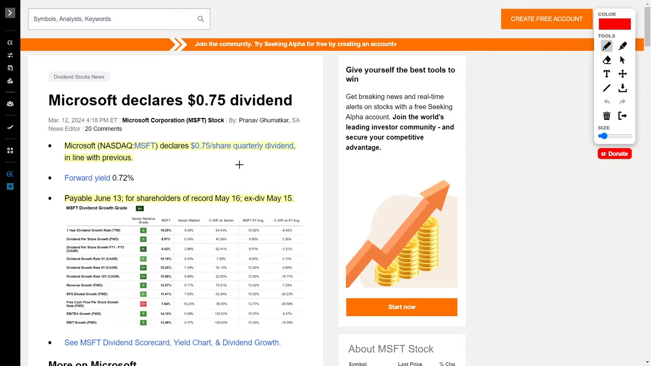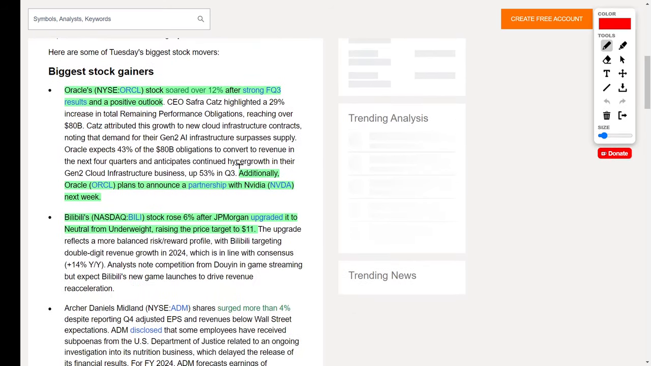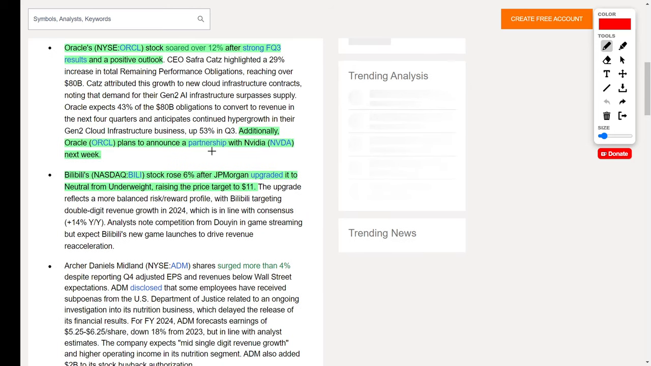loads of MSFT stock. Now let's round out the video talking about the latest stories that you need to be aware of. We already talked about Oracle's partnership with NVIDIA and their very strong quarter three results. But that's not the only good news we have. We also have ticker symbol BILI jumping by 6% in their respective share price. This is because JP Morgan upgraded this company from an underweight rating up to a neutral rating, and they also raised their price target up to $11 per share. So this is pretty positive.